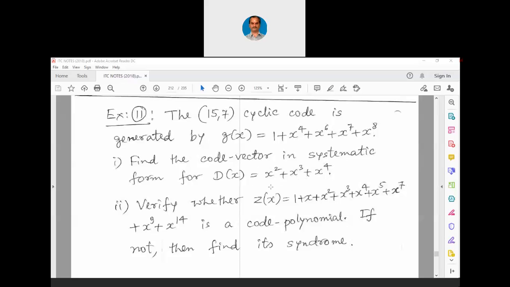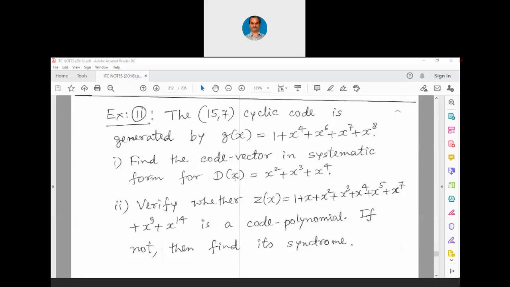Now, given by d of x, we have to find out the code vector for the data vector in the systematic form. Systematic form means we have to go for polynomial division. If it is unsystematic form, you could have gone for polynomial multiplication, as you have already seen earlier when we discussed this cyclic code generation.